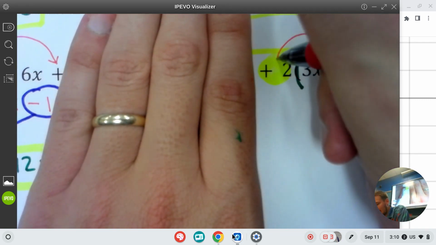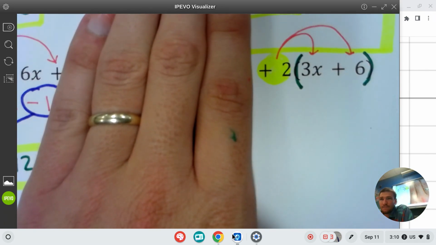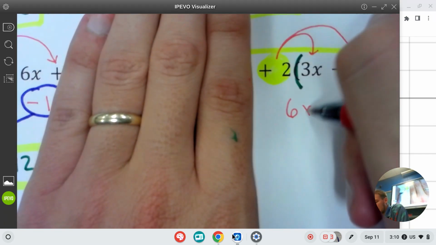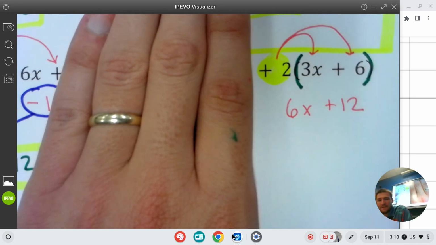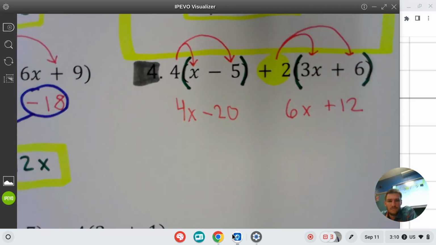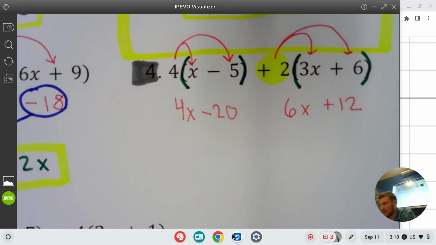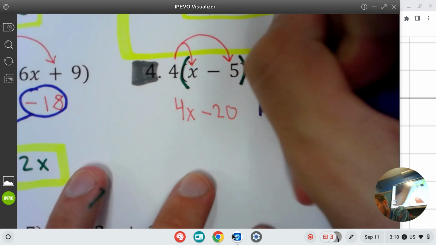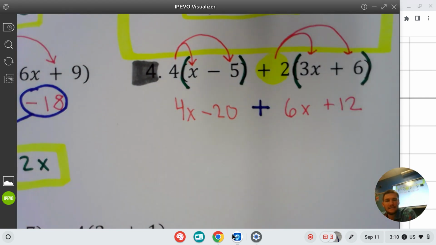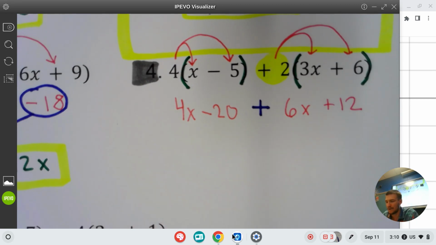Does anybody have the right side distribution part? 6x plus 12. I think that's excellent. And then you gotta add 4x and 6x. Correct. Now we've got a lot of pieces. I probably want a little plus in here to connect it all. Keep them all spaced out. Don't want it to look like negative 206x. That's not what I want.